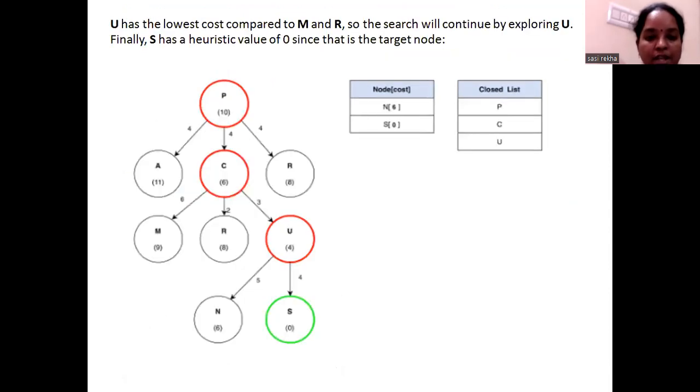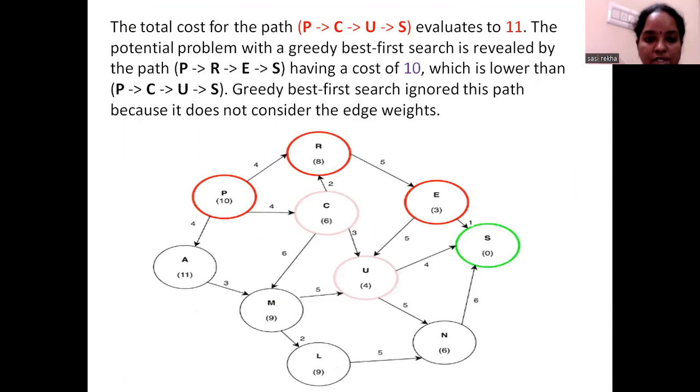If you expand the node U, you will get the nodes S and N, right? So we have reached the goal state. If you look at this, from P we are moving to the node C, from C we go to U, and from U we reach S. If you calculate the total cost for this particular path, P to C the cost is 4, C to U the cost is 3, and U to S the cost is 4. If you add all the path costs, you get 11.